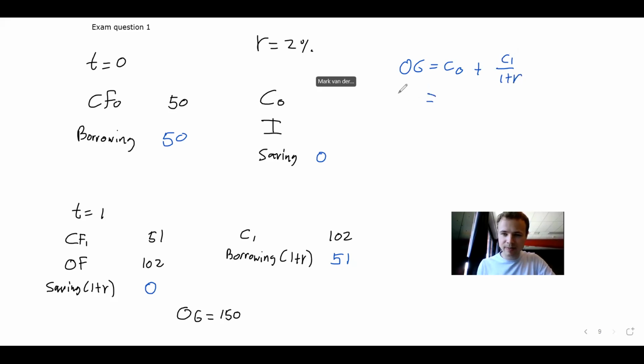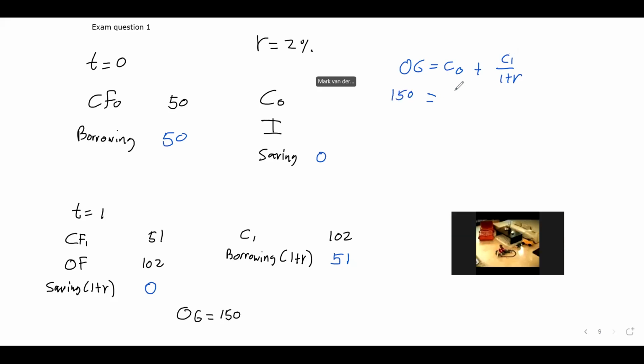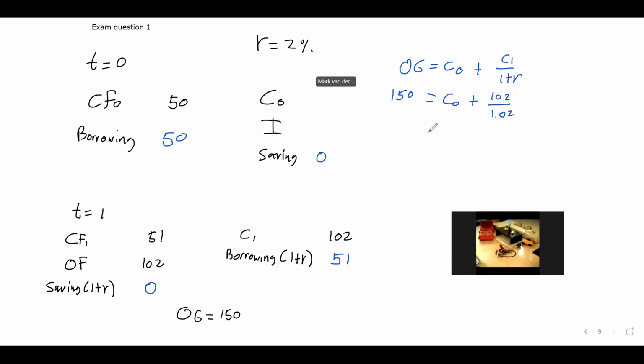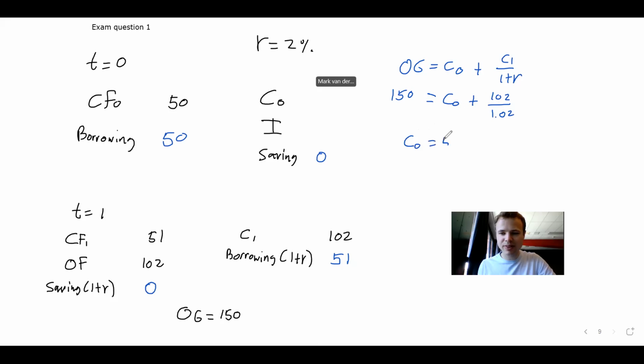OG is 150. C0 is unknown, right? C1 we know, 102. And 1 plus R is 1.02. So C0 is 50. Yeah, C0 is 50, very good. Because this fraction will be 100. So 150 is something plus 100, then that something needs to be 50, right? Okay. So now we know that the C0 is 50.